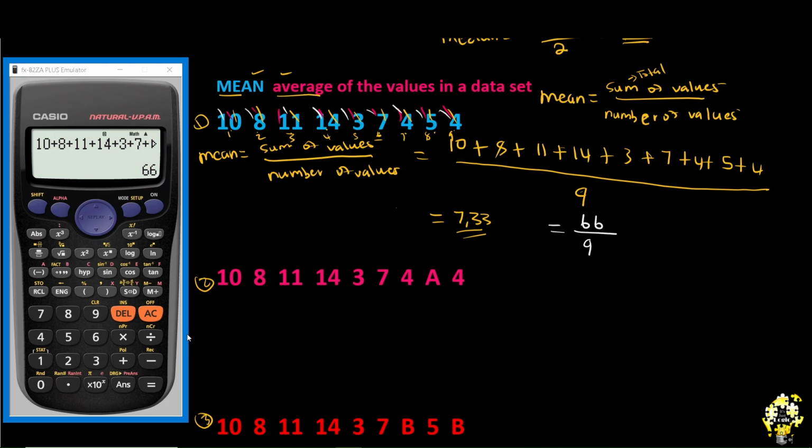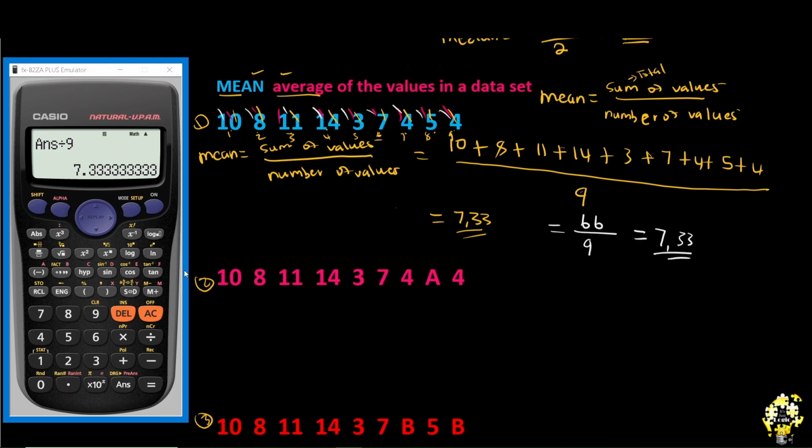Now you can divide that 66 by 9. So you can just go to your calculator and say divide by 9. And then you see it's the same value. Rounded off to 2 decimal places, it's still the same. So whichever way you want to do it, it all works. The answer at the end should be the same. Now let's go to the second variation that I was talking about.